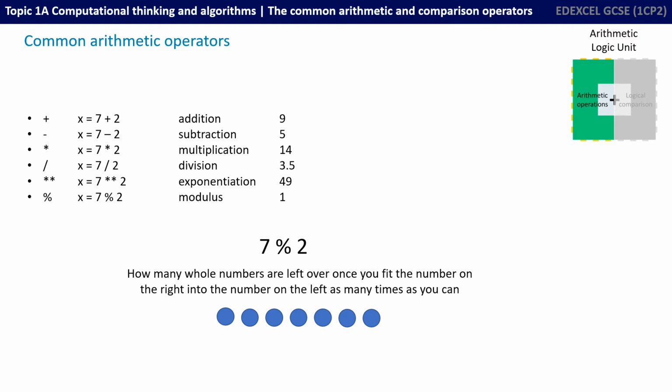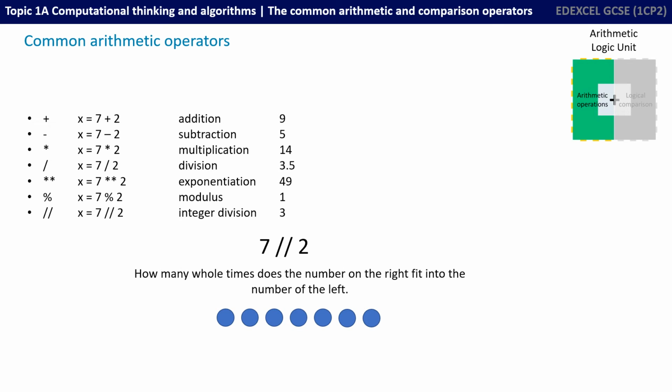Now, the next two arithmetic operators are ones which candidates often get confused. The first is known as modulus. In Python, modulus is represented with the percent symbol. So when we see 7 % 2, it means 7 modulus 2. How many whole times can we fit the number on the right, 2, into the number on the left? We can see here I can fit it in 3 whole times. What's left over is 1. So that's what modulus returns. It returns 1. It returns what's left over.